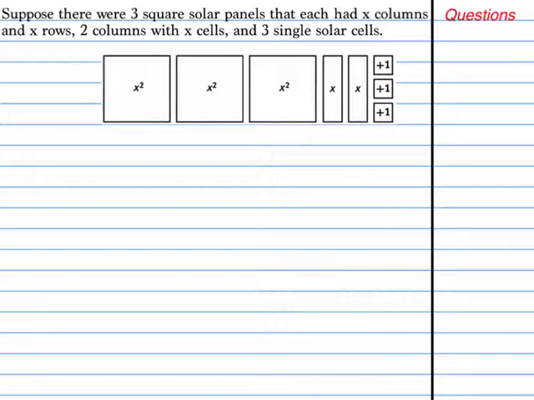Now, we can go ahead and take these and represent these as an equation. My 3 x squared panels would be represented by 3x squared. Then I'm going to add that with my 2x panels. And then finally, I'll add that with my 3 ones. So my equation would be 3x squared plus 2x plus 3. So I can represent it as an equation, or I can represent it with algebra tiles.